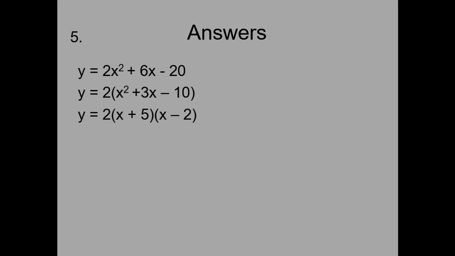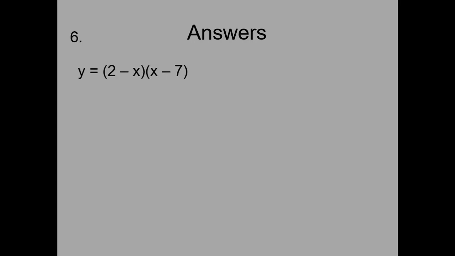So I'll draw my positive parabola. I have 2 roots. One of them's negative and one of them's positive, so the y-axis is going to be somewhere in between, closer to the 2 than it is to the negative 5. And my y-intercept is negative 20. So I'll label my crossing points.